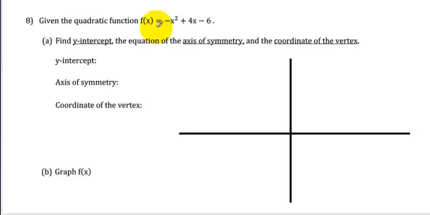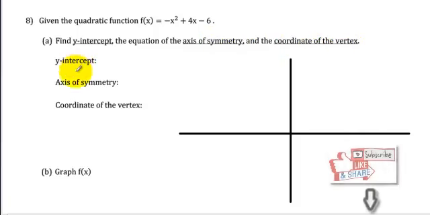Given the quadratic function f of x equals minus x squared plus 4x minus 6. In this question, they're asking you to find the y-intercept, the equation of the axis of symmetry, and the coordinates of the vertex. Here they are written in order: y-intercept, axis of symmetry, and coordinates of the vertex. Now we have some notations we have to know about.